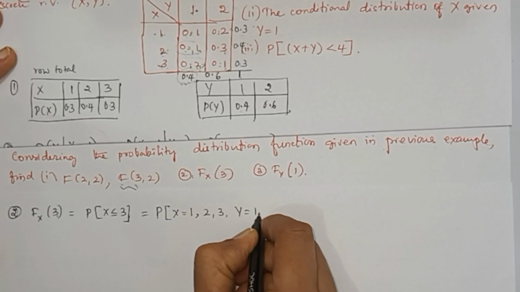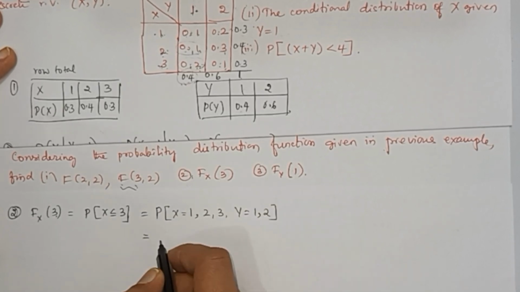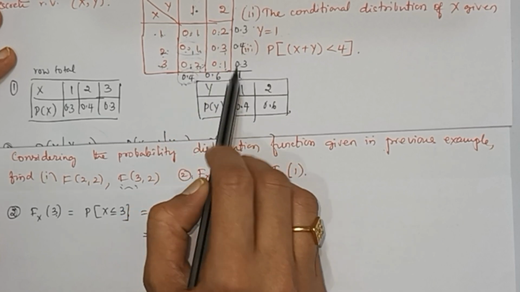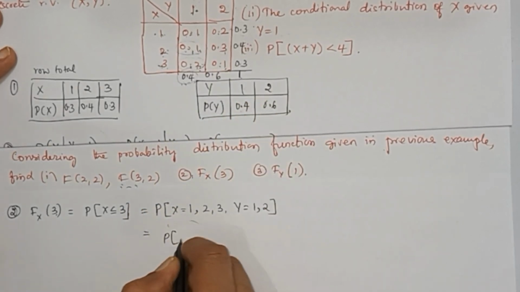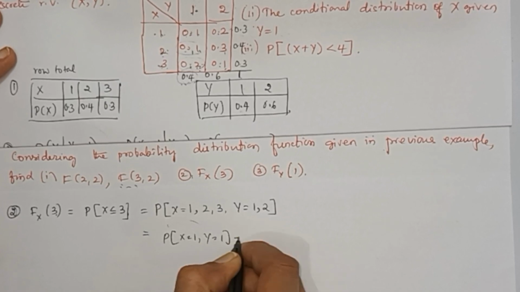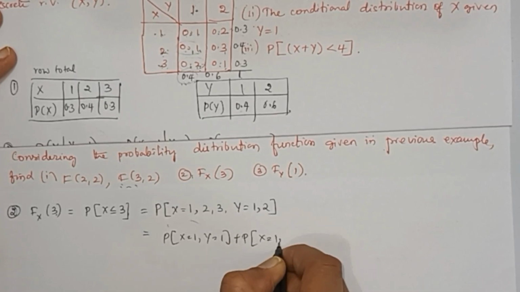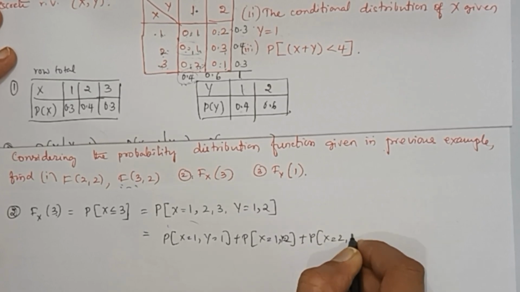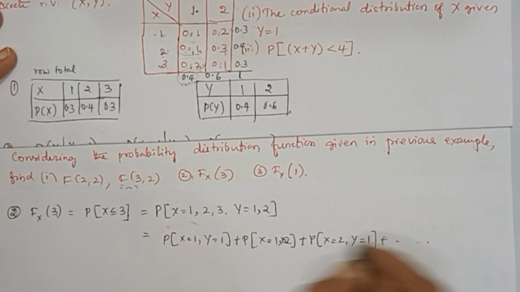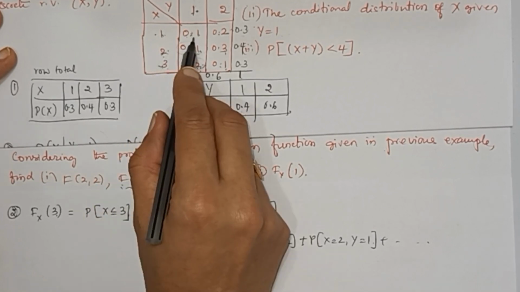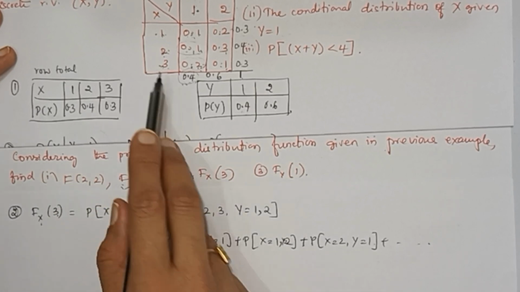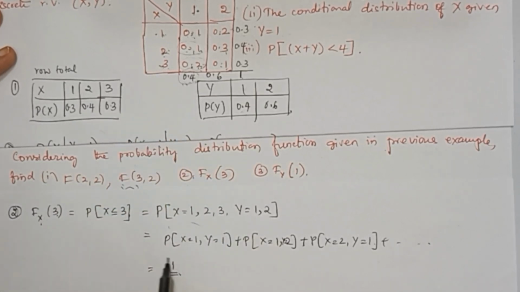So Y equal to 1, 2, which gives you the sum of all these values, which is nothing but 1. So P of X equal to 1, Y equal to 1 plus P of X equal to 1, Y equal to 2, then plus P of X equal to 2, Y equal to 1, plus so on like this, which is nothing but the sum of all these values that adds up to 1. So the marginal distribution function of X at the value 3 is equal to 1.